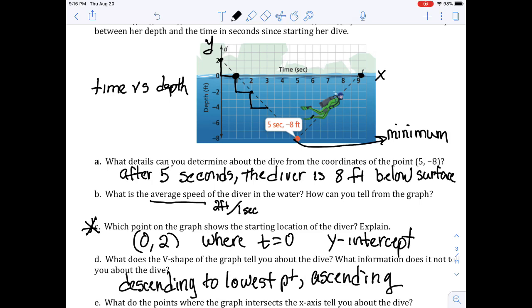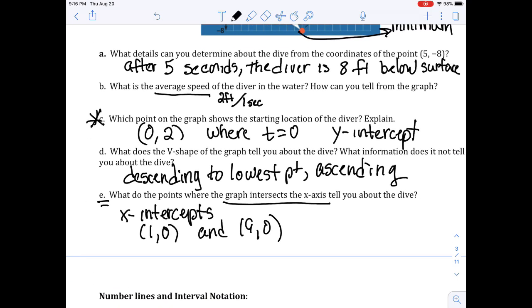So at 1 second, the diver has now entered the water. And it looks to me at 9 seconds, the diver is back up to the surface of the water, and we don't actually know what happens after that point because it looks like the graph stops. So both of those points represent the time at which the diver is at the surface of the water.